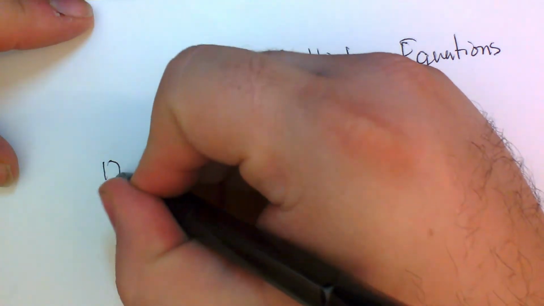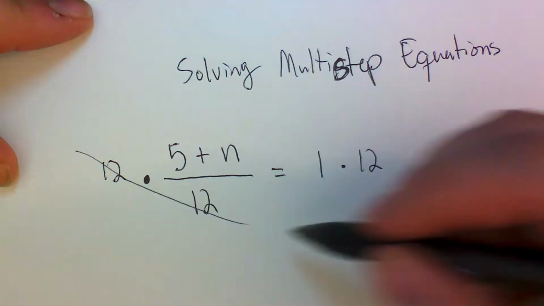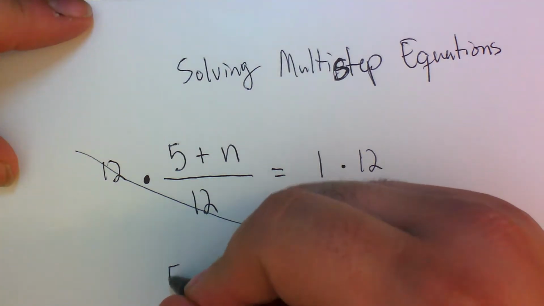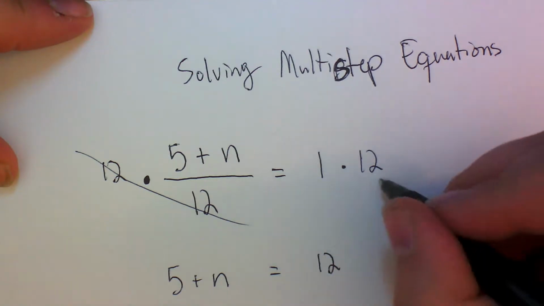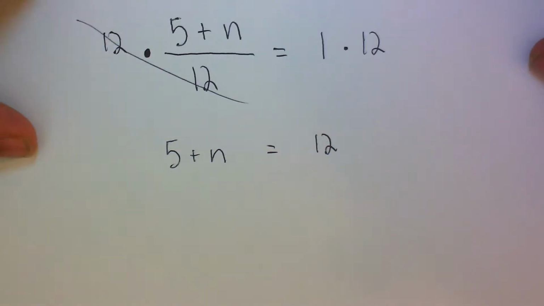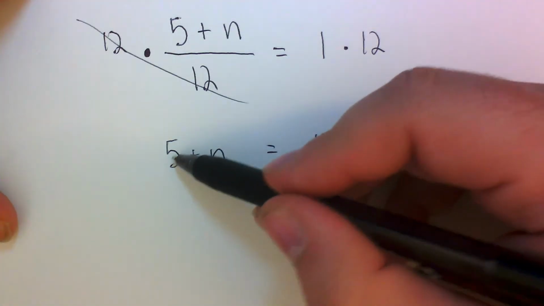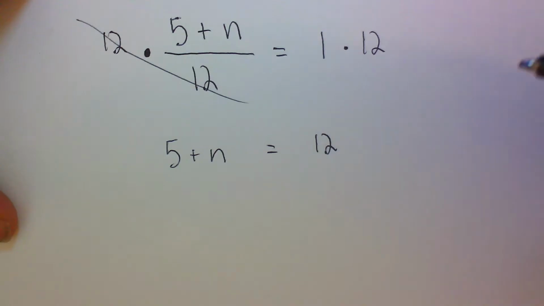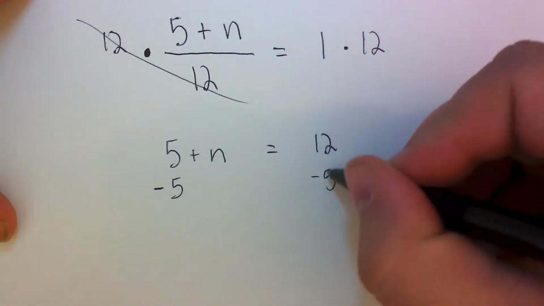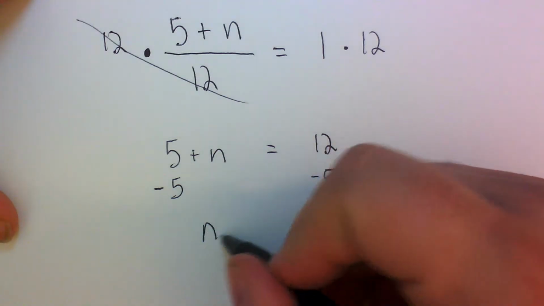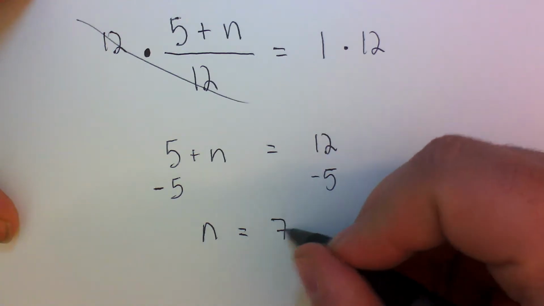We're going to multiply by 12 on each side. And that's going to cancel out those 12s, and what's left over is 5 plus n is equal to 12, because 1 times 12 is 12. Next, I'm going to isolate the variable n by moving the 5 to the other side. Since this is a positive 5, I'm going to subtract it from the other side. And I find that n is equal to 12 minus 5, which in this case is 7.